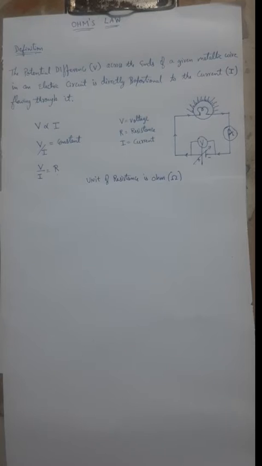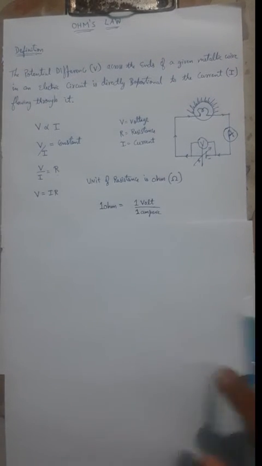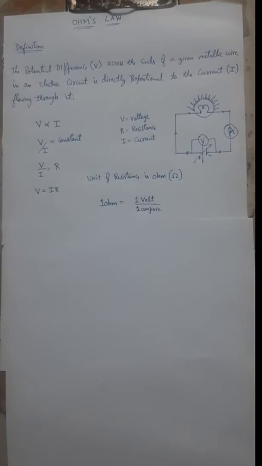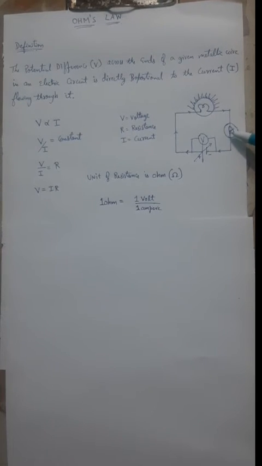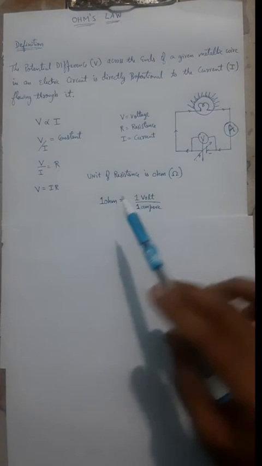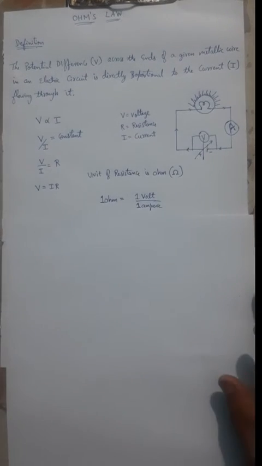So let us see now what is 1 ohm resistance. 1 ohm resistance is equal to 1 volt per 1 ampere, which means if in a circuit you are supplying 1 volt of voltage and you measure the current across that circuit and it is 1 ampere, then the resistance of the wire is 1 ohm. So 1 volt per 1 ampere is 1 ohm.